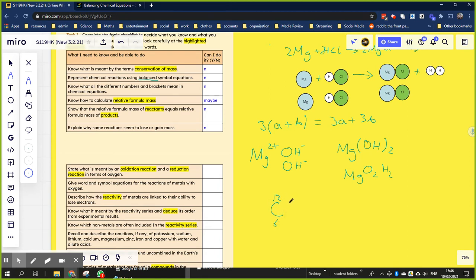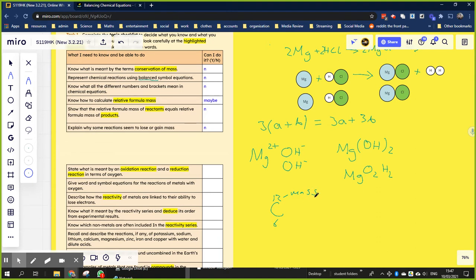First of all, by the way, don't worry if the 12 and the 6 are different way around on your periodic table. I don't know if there is a particular convention, but often periodic tables switch it around. So the way to remember it is the larger number is the mass number. Always the larger number is the mass number. Always the smaller number is the atomic number. So this is the mass number.